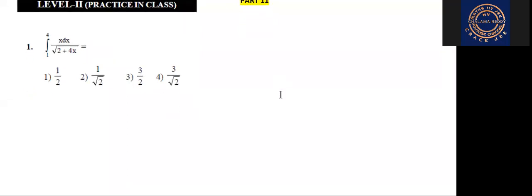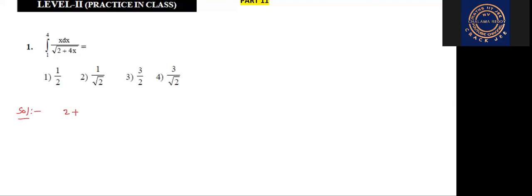First problem. See the question that is given: integration from 1 to 4, x dx divided by under root 2 plus 4x. This is the question. Tell me how to do this. Any idea? The denominator has a root, so we can take it like this.